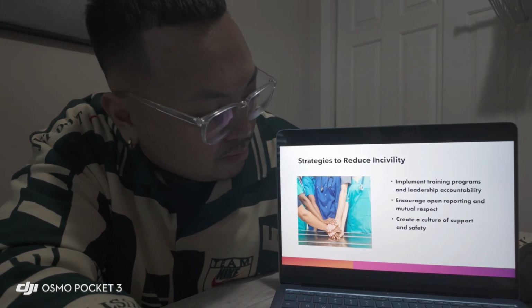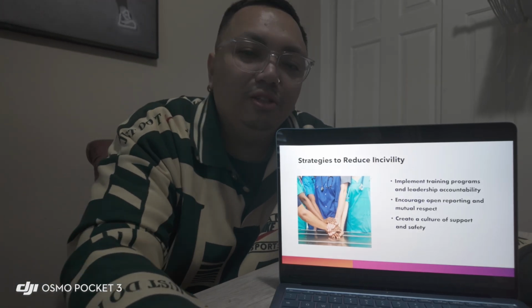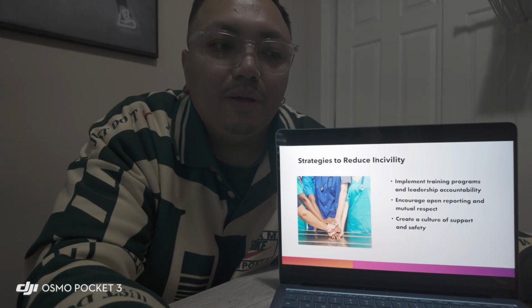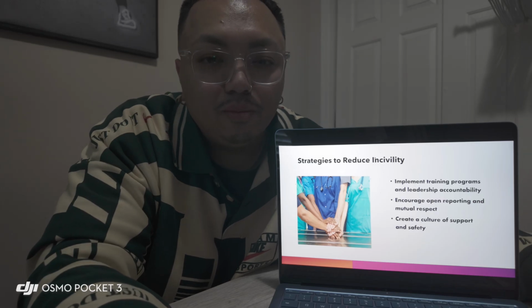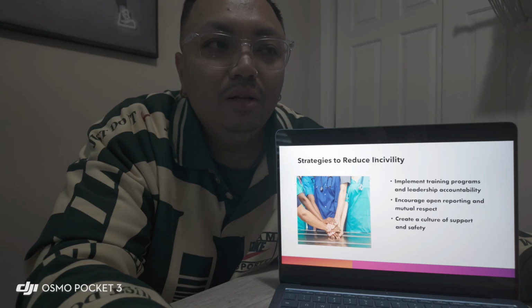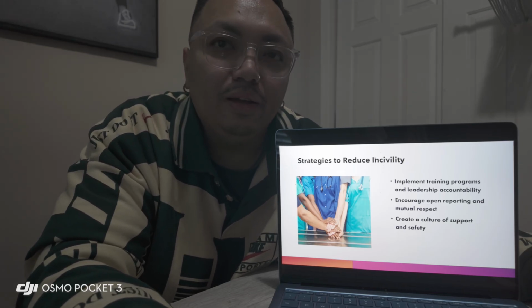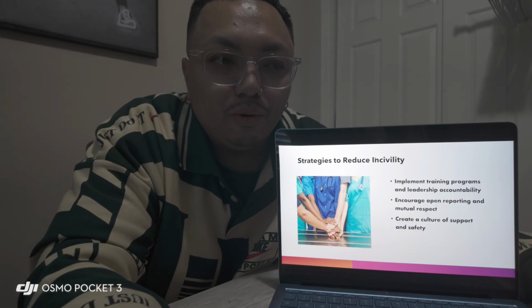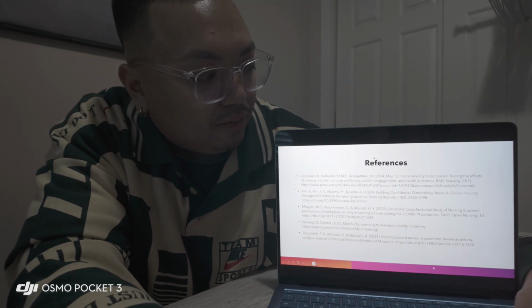And strategies to reduce incivility. This starts at the leadership. It starts at the top, and I feel like leadership and management should always implement policy and hold everybody accountable for upholding it and being professional. And I believe everybody should have a level of respect for each other, the same way we respect our patients. It's the same with our coworkers, and that's about that.